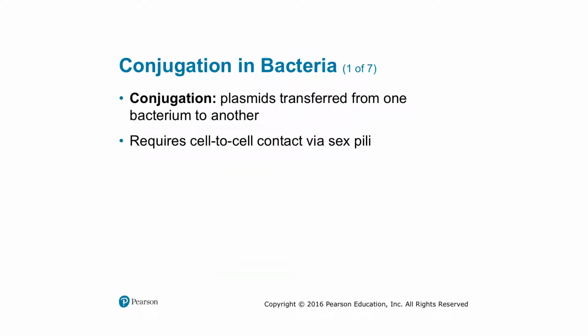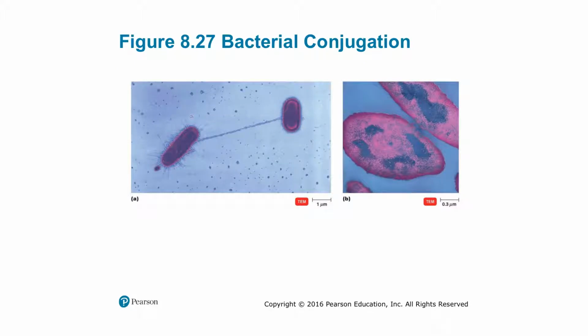Conjugation is where plasmids are transferred from one bacterium to another, and this requires cell-to-cell contact via what we call sex pili. Here you can see some pictures of that. You see this very long kind of stringy thing. These are in the process of trading DNA. And you can also see one right there.